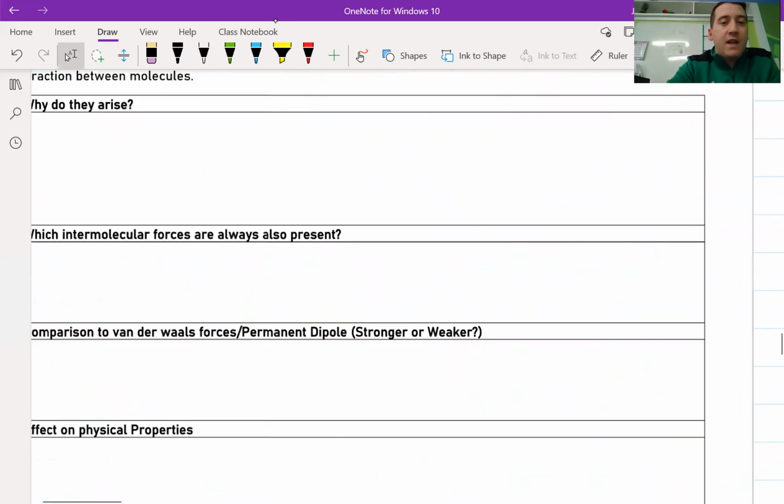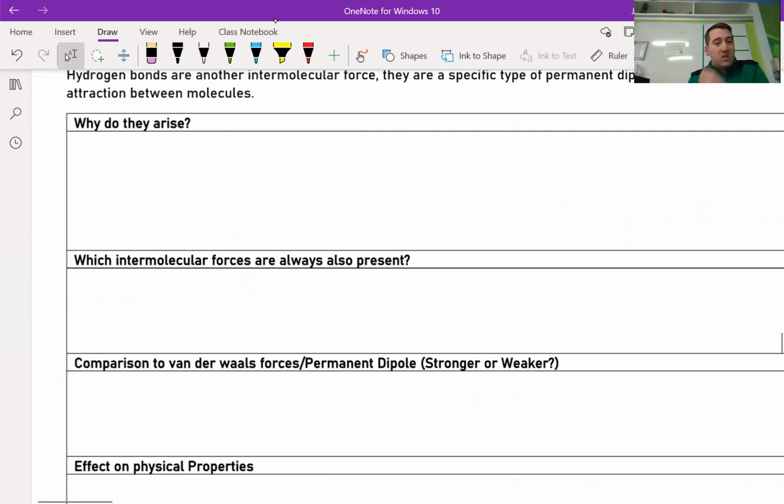Right, so what we're going to do is fill out this table here. Why do they arise? So the first thing that I want you to do is pause the video. You can take down the title, Why Do They Arise? And see, can you draw the diagram for hydrogen bonding in water? Pause the video, do that now.